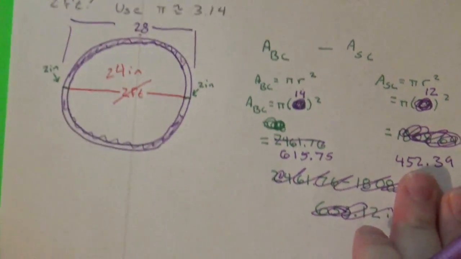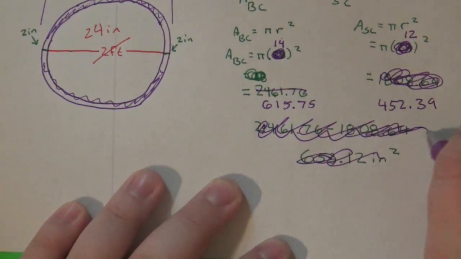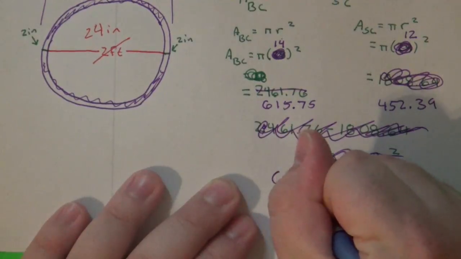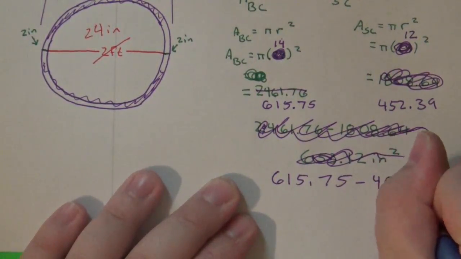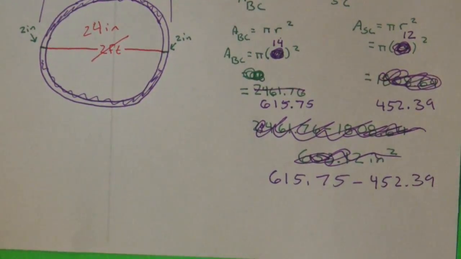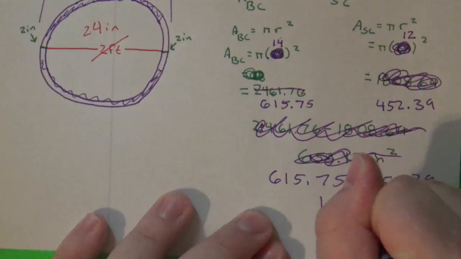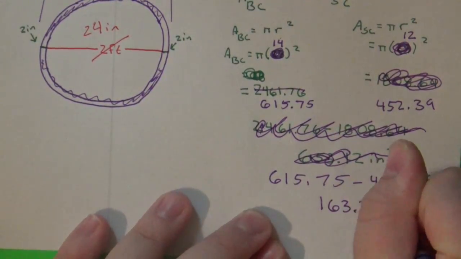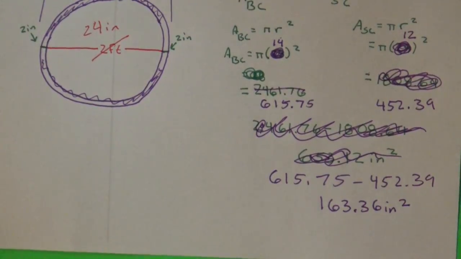Now I can subtract them. I'm going to slide this up. I'm going to say 615.75 minus 452.39. And when I do, I get 163.36. And what unit am I in? Inches squared. Now again, I apologize for making a mistake, but that's okay.